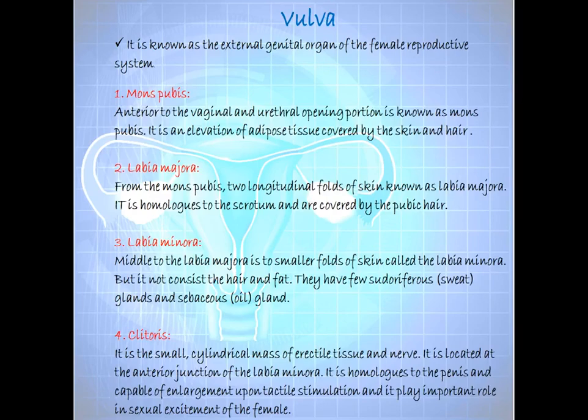Fourth one is the clitoris. It is a small cylindrical mass of erectile tissue and nerves. It is located at the anterior junction of the labia minora. It is homologous to the penis and capable of enlargement upon tactile stimulation, and it plays an important role in sexual excitement of the female.